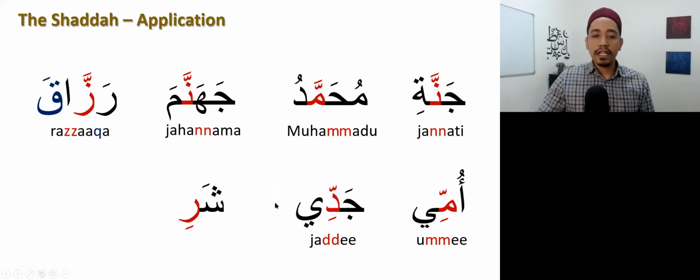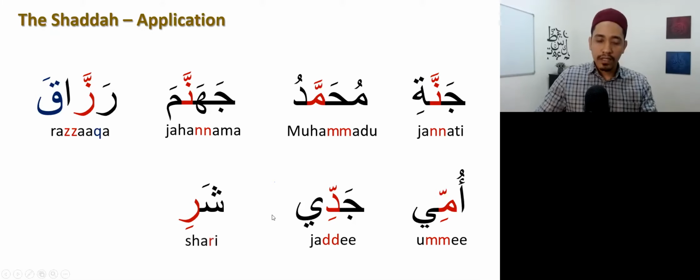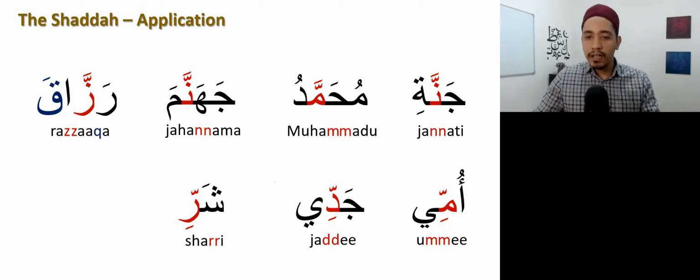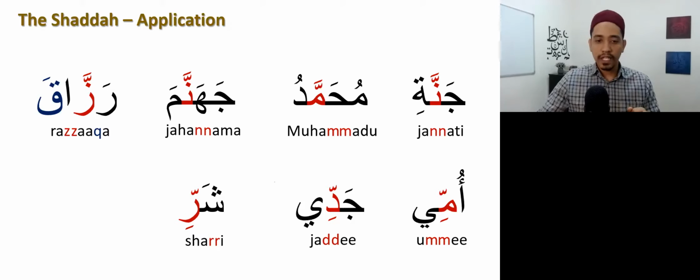Okay? Shari. You see what happens when we add a shadda on the ra? It becomes a double R, but we're going to pronounce this as sharri. You see a bit of an emphasis on the ra, sharri. So you just need to tune your mind into when the letter doubles in Arabic, it has a different application to English. It's going to be a stress on the letter, emphasize, and that's it. Sharri, like in sharril waswasil khannas.